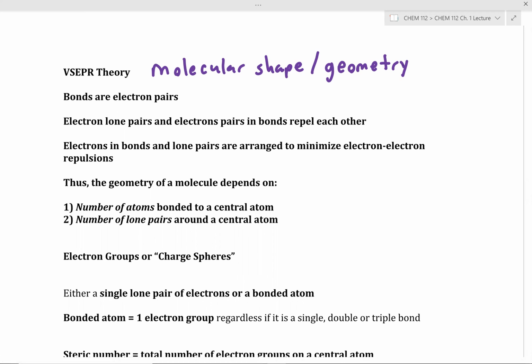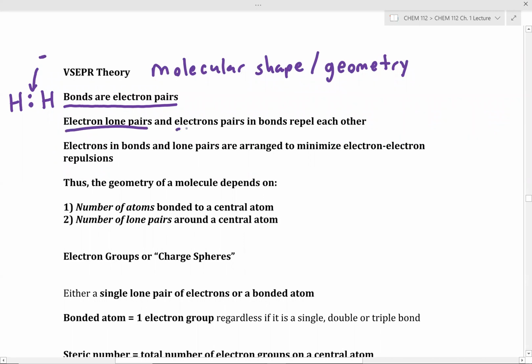The way this works is that VSEPR theory assumes bonds are electron pairs. A chemical bond is a set of shared electrons. When we think of, for example, a hydrogen-hydrogen bond, we have a pair of shared electrons sitting between the two hydrogen nuclei. That's what a bond is. And just as a refresher, what is the charge of an electron? Negative. So we essentially have a large amount of negative charge sitting between our two positive nuclei.